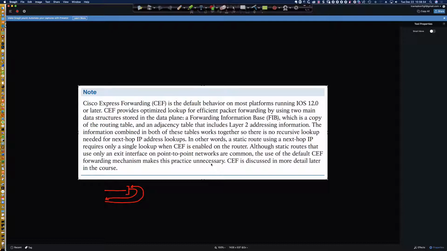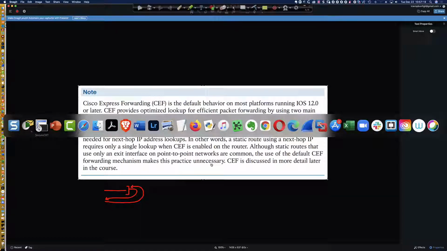Again, when using point-to-point interfaces, I typically will use the directly connected interface, because it's very easy to do, right? You know the directly connected interface out which you want that traffic to go. But at the end of the day, Cisco Express Forwarding, or CEF, is going to eliminate the concern about these recursive lookups because it's already sorted that out.